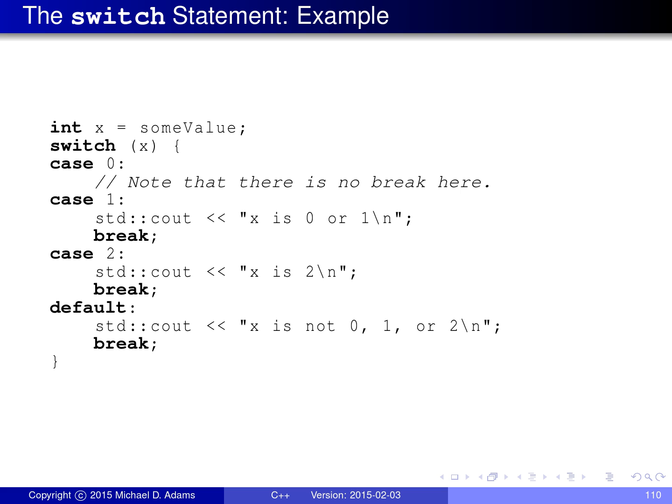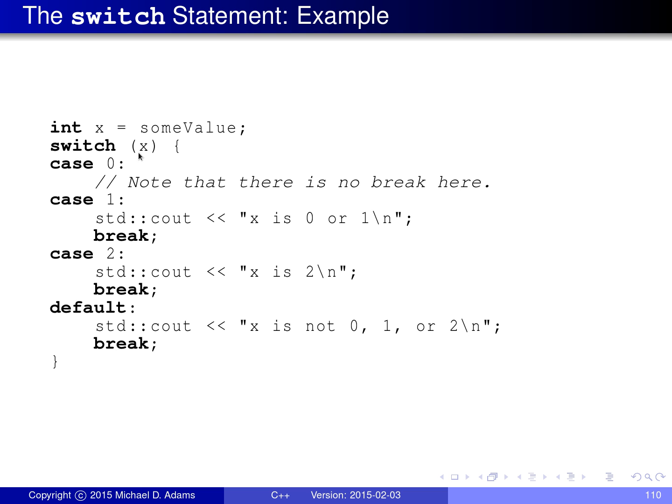On this slide, we have an example of using the switch statement. In this example, we have an integer variable x. Based on the value of x, we want to print one of three messages. Either we want to print x is 0 or 1, or x is 2, or x is not 0, 1, or 2. And the way we're going to achieve this is with a switch statement.